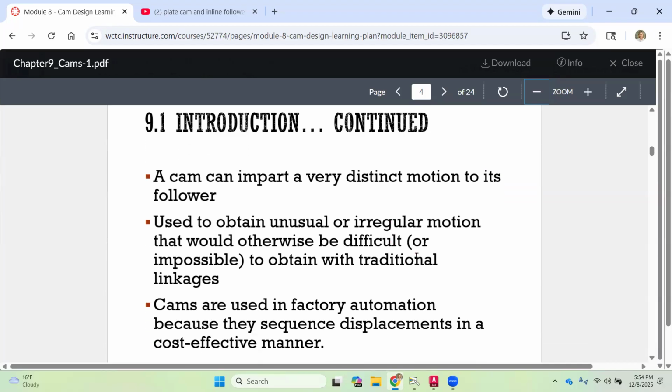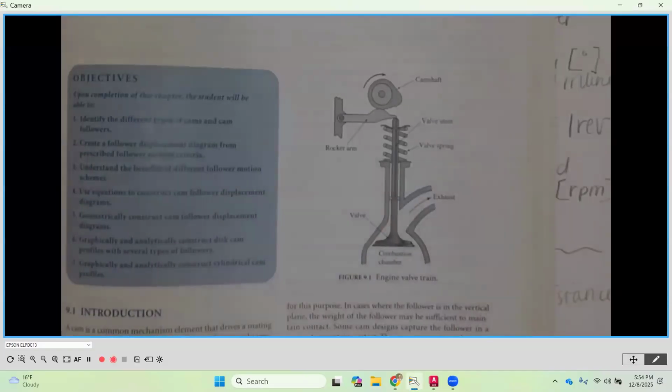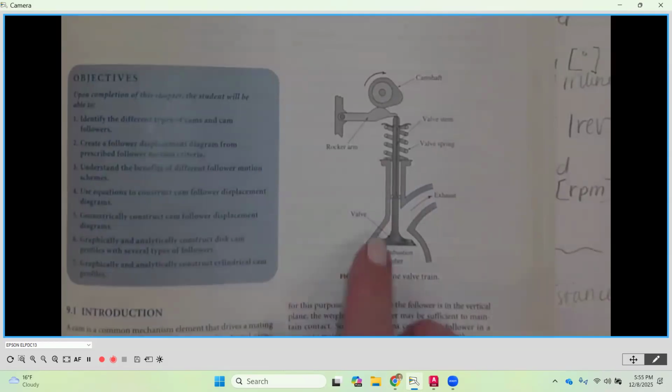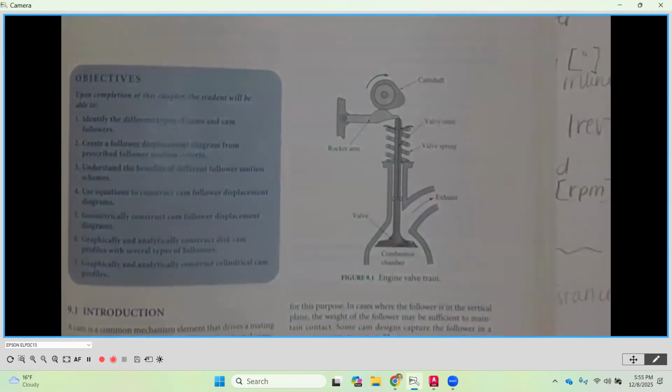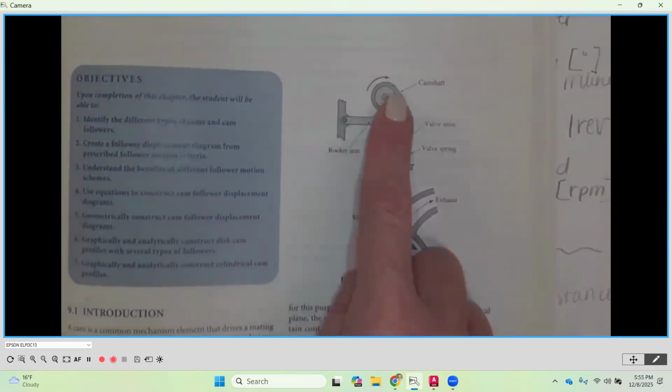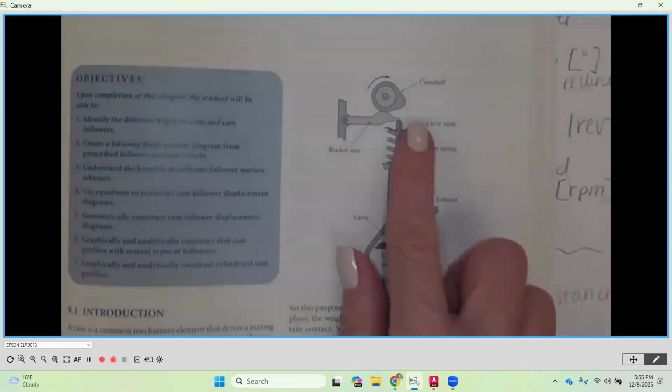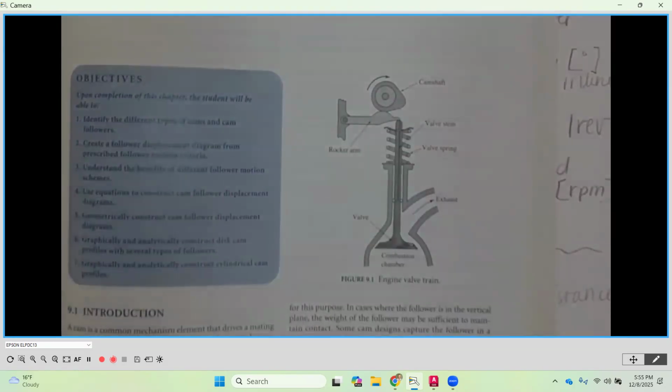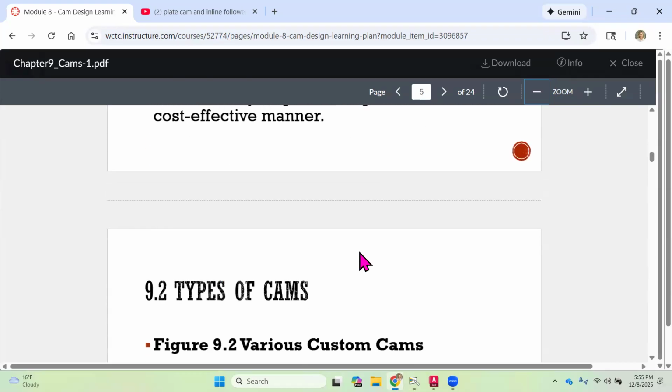It's used to obtain unusual or irregular motion that needs to be timed to the rotation of, in this case, like a camshaft, okay? Cams are used in factory automation because they sequence displacements in a very cost-effective manner, okay? Instead of having to program a servo motor or something like that, this is a very simple setup. I mean, it's pretty mechanical, but if you just need something to be timed with the rotation of, in this case, that cam profile, it's very easy to achieve, okay? So they're quite popular for those types of uses.